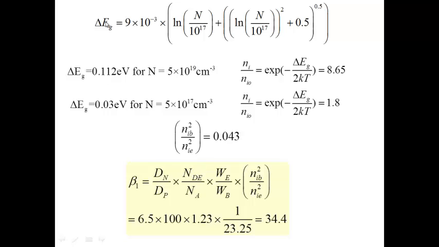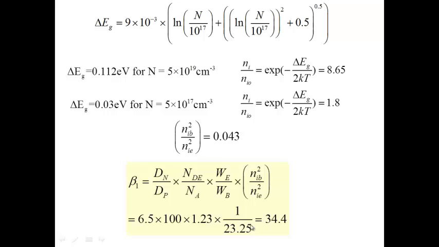Band gap in the emitter narrows. And as it narrows, ni squared increases here. Right? So you don't get that much advantage of increasing the doping in the emitter because of ni here. As you increase doping, ni also increases here, so it sort of negates the effect of higher emitter doping.